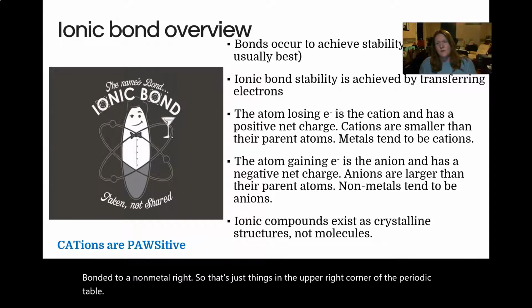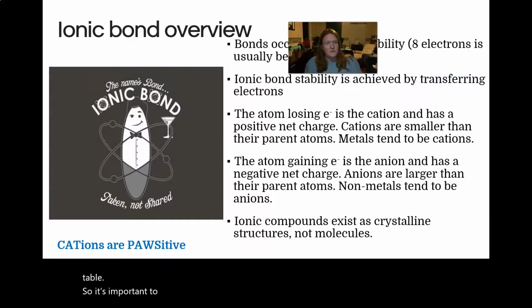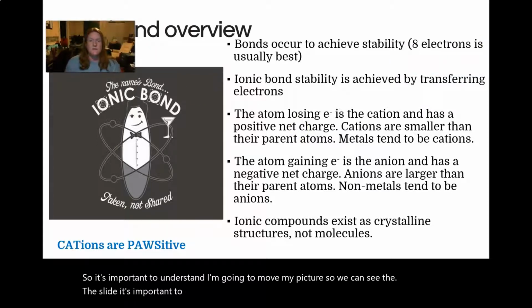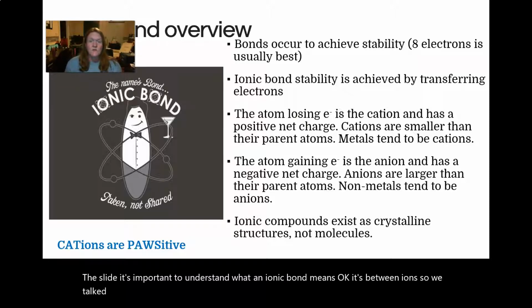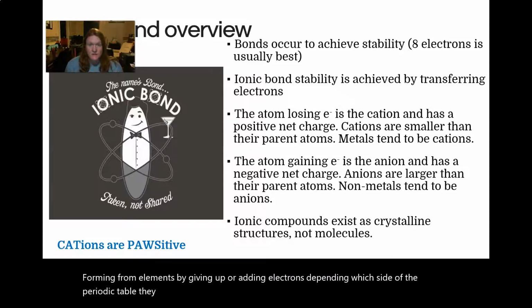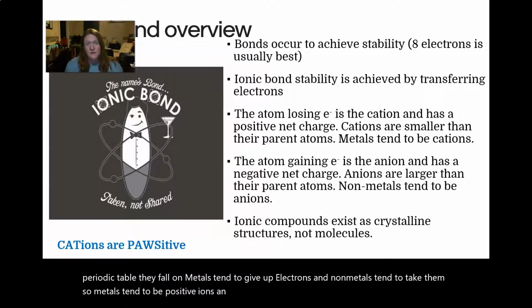It's important to understand what an ionic bond means. It's between ions. We talked about ions in terms of forming from elements by giving up or adding electrons, depending which side of the periodic table they fall on. Metals tend to give up electrons, and nonmetals tend to take them. So metals tend to be positive ions, and nonmetals tend to be negative.